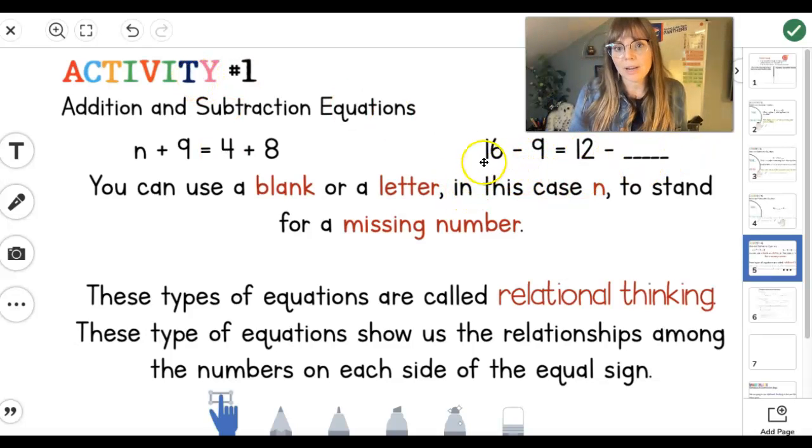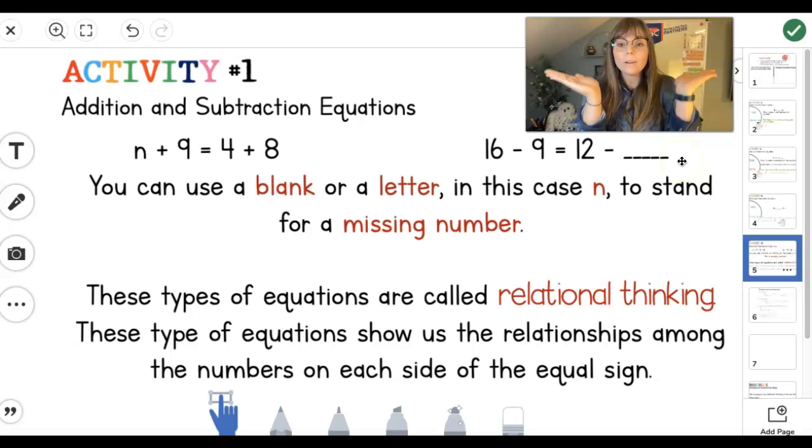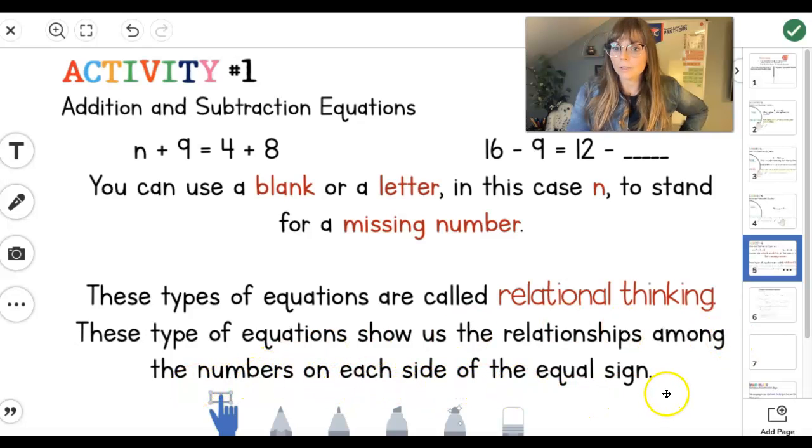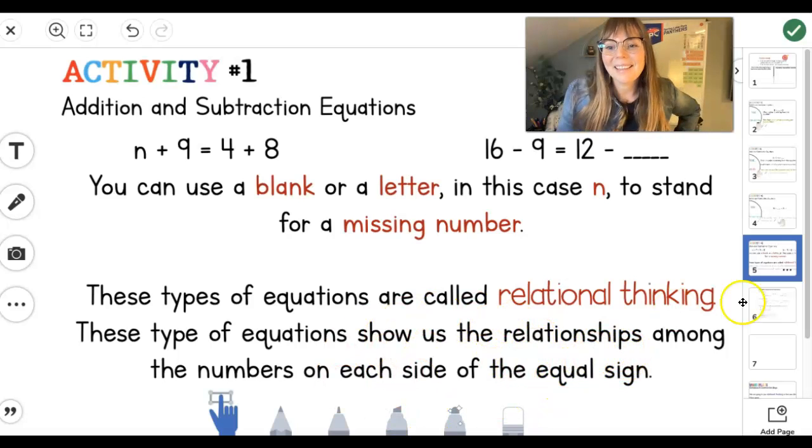In this equation, I see 16 minus 9 equals 12 minus what? What goes in the blank to balance that equation? These types of equations are called relational thinking. These types of equations show us the relationships among the numbers on each side of the equal sign. We'll do more work with this soon.